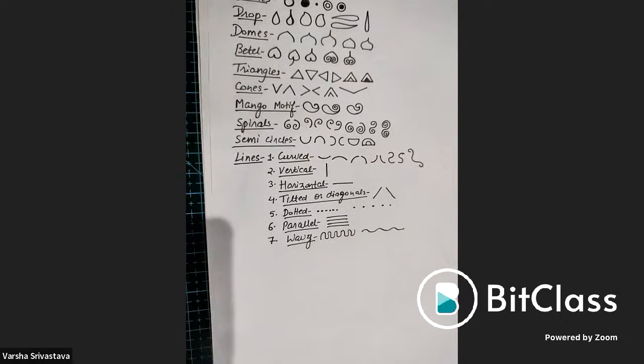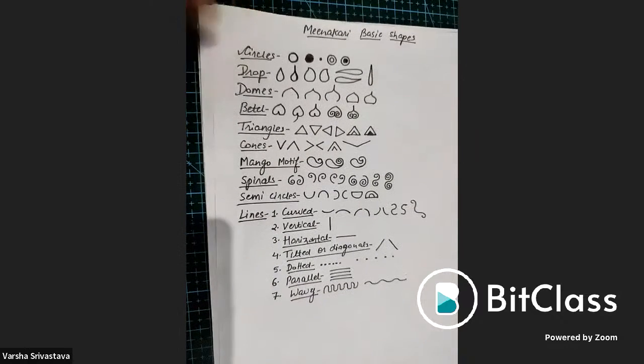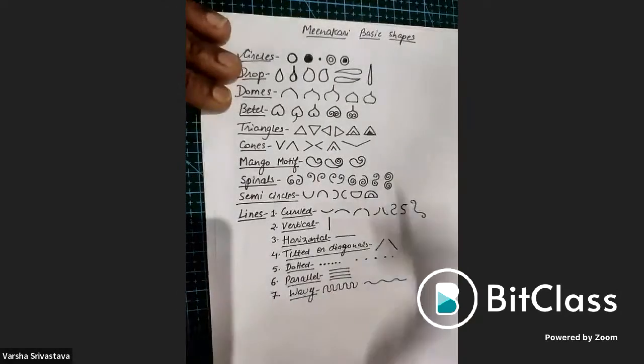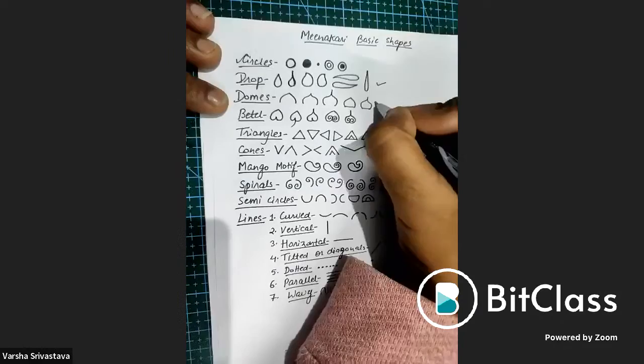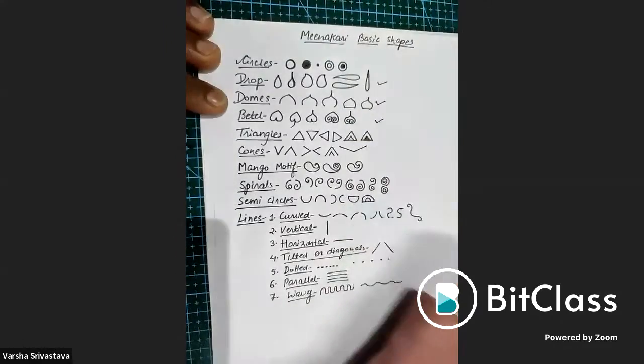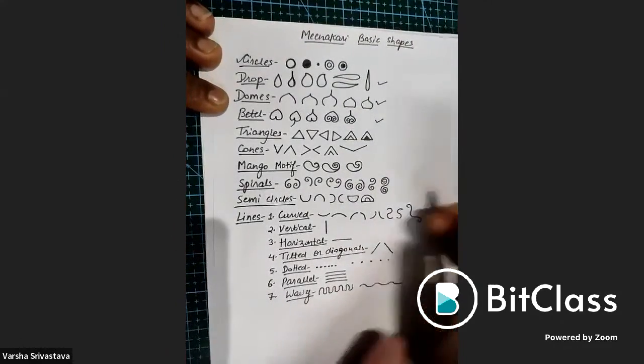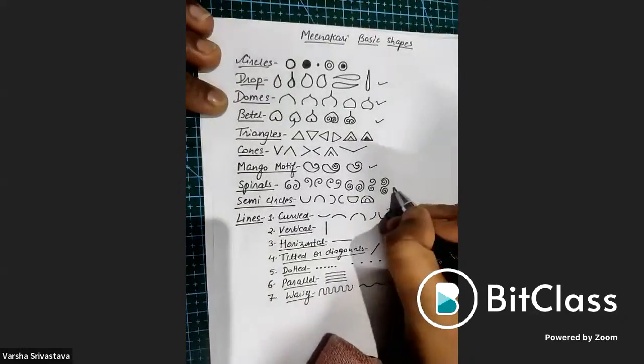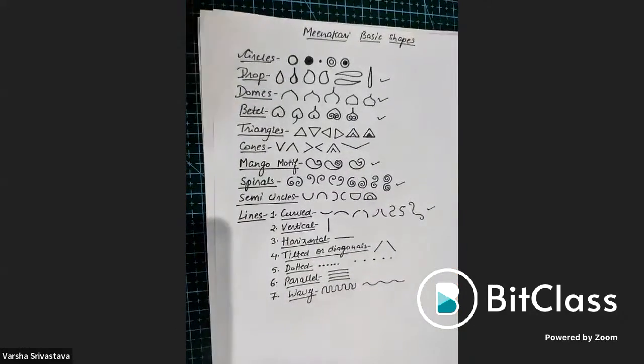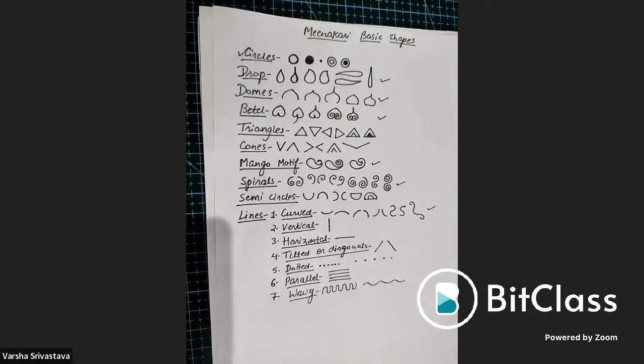We will be continuing with the basic borders and you will be learning a lot of things in the column of basic borders. And firstly, I'm going to tell you what all shapes are extremely important whenever you are making Meenakari. So first one is the drop. Then we have the dome. We have beetle. You can tick mark all these. Then we have the mango motif, we have the spirals and the curved lines. These are extremely important. Just practice these multiple times, okay?